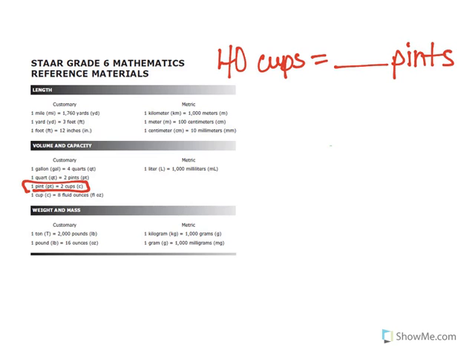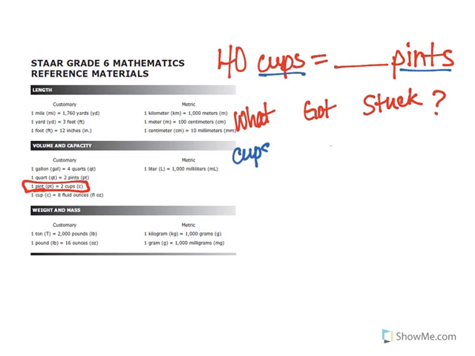And it's right here. All right, I'm going to use the what got stuck method. What got stuck? All right, what are you comparing in the problem? I'm comparing cups to pints. So I'm going to go ahead and label cups and pints. Got, what information do you have? What information did they give you?